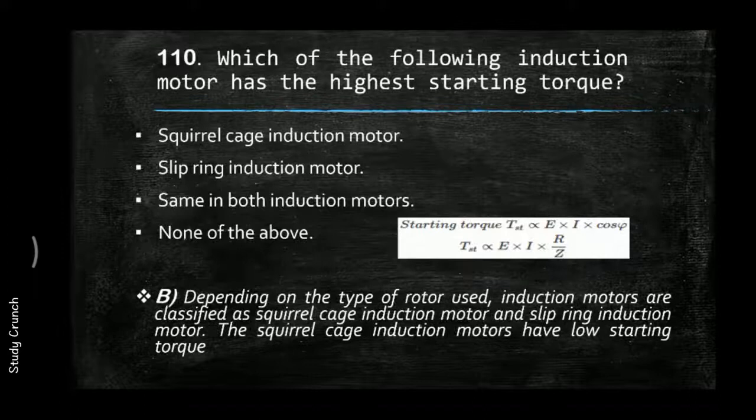Next, which of the following induction motor has the highest starting torque? So, the answer is it is slip ring induction motor. Depending on the type of rotor used, induction motors are classified as squirrel cage and the slip ring motors. In the squirrel cage motors, it has low starting torque. By this formula, we know that it is directly proportional to E into I into R by Z.